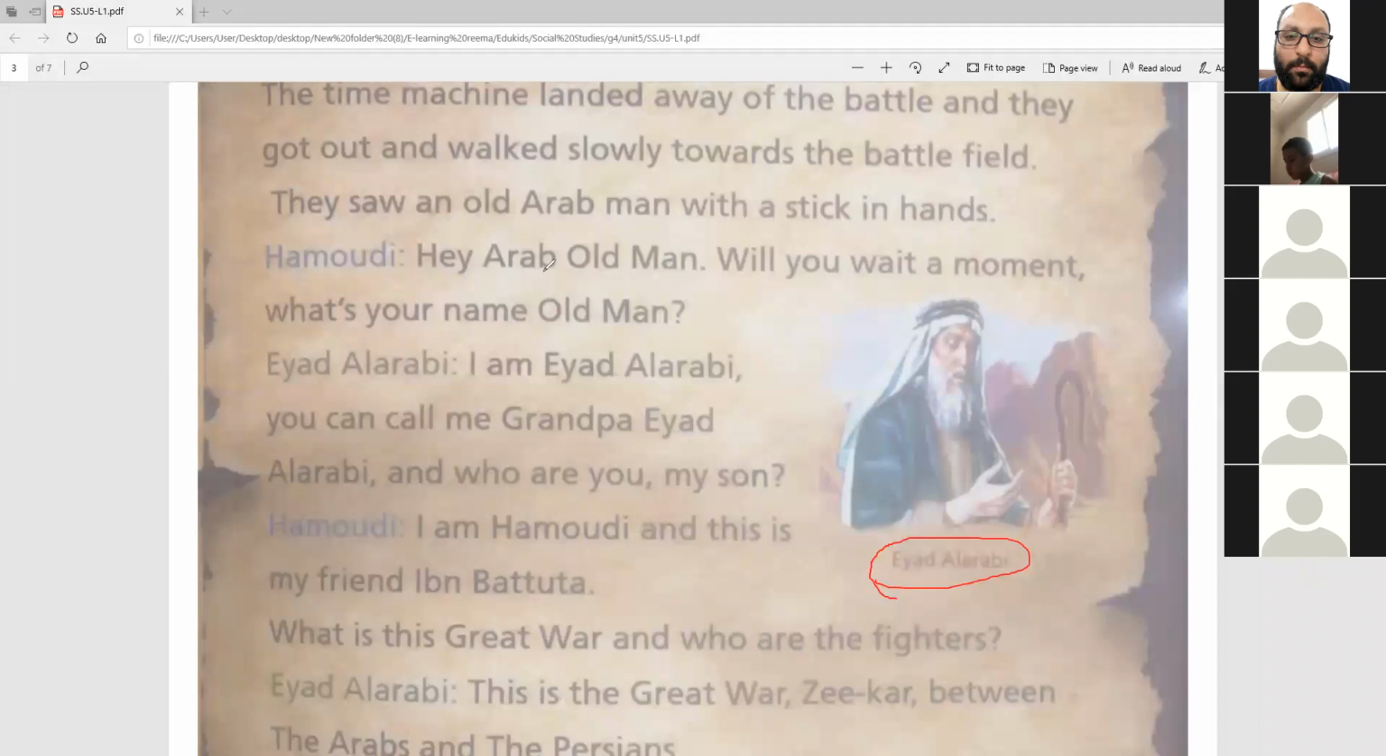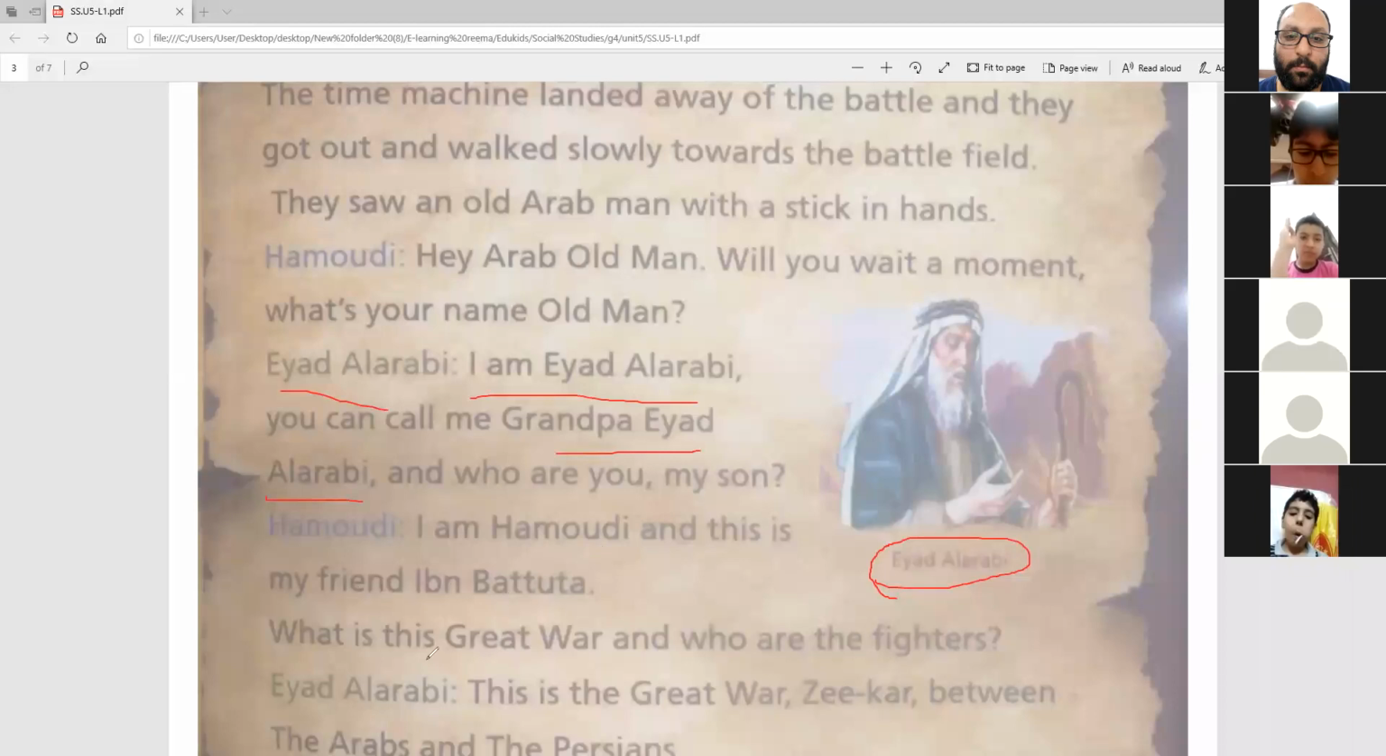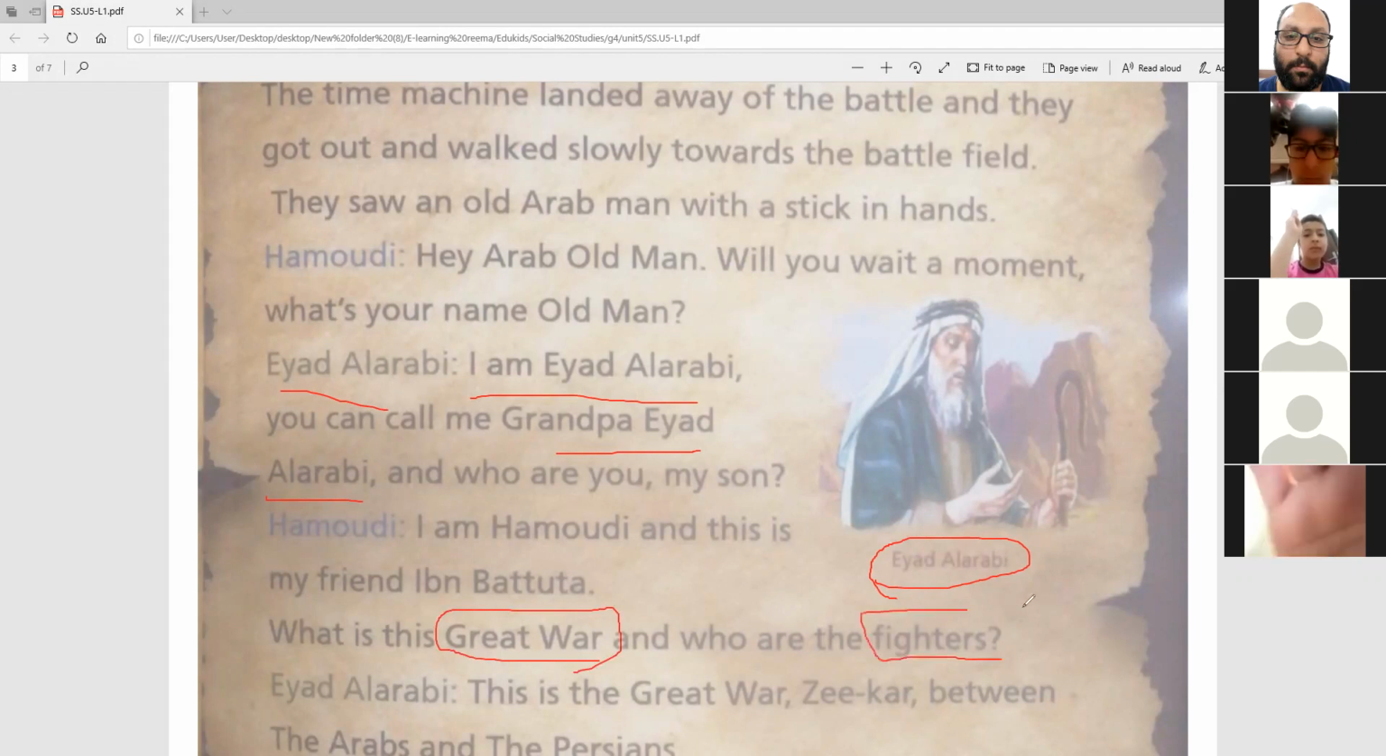Hamoudi said, "Hi, old Arab man. Will you wait a moment? What's your name, old man?" Iyad al-Arabi answered, "I am Iyad al-Arabi. You can call me Grandpa Iyad al-Arabi. And who are you, my son?" Hamoudi answered, "I am Hamoudi, and this is my friend Ibn Battuta. What is this great war? Who are the fighters?" So, who are the fighters in this battle?